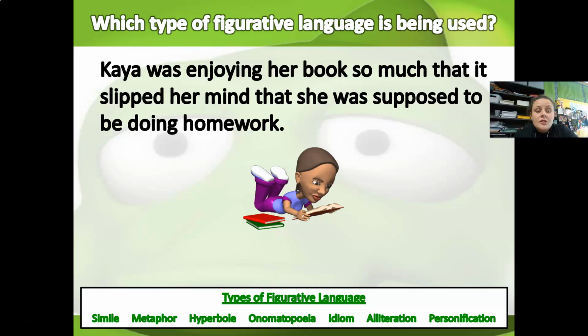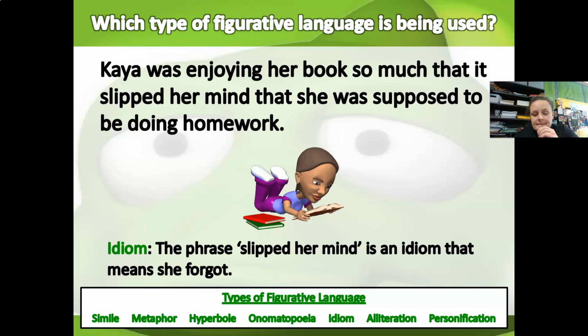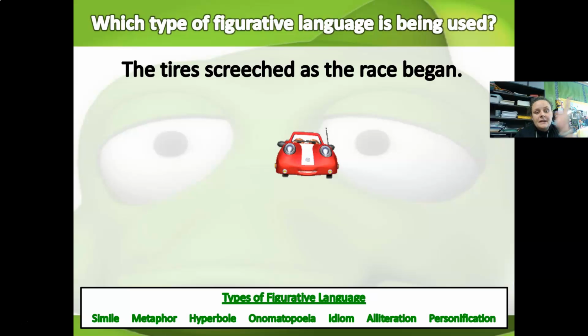Kaya was enjoying her book so much that it slipped her mind that she was supposed to be doing her homework. It slipped her mind. Yeah, it's an idiom. The phrase slipped her mind is an idiom that means she forgot. Have you heard people say slip my mind? That's something you say if you just forgot something. It just slipped my mind.